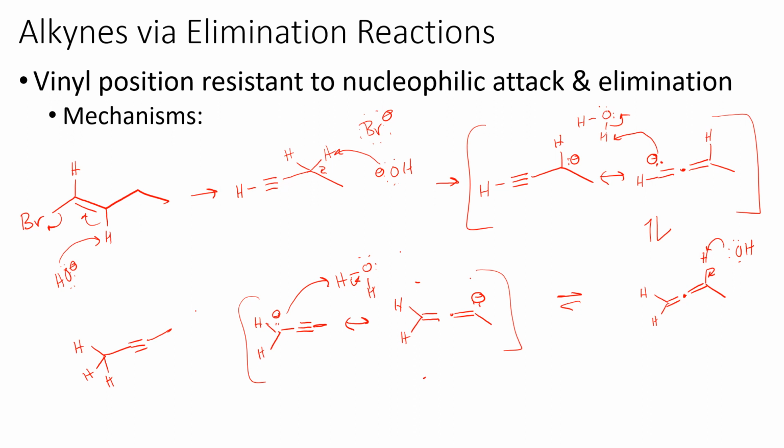Basically, because we're under these extreme conditions with the hydroxide, we need to get to the more stable product. So we will see those conditions drive our proton transfers to get from the terminal alkyne to the internal alkyne, which will be more stable under these basic thermodynamic conditions.